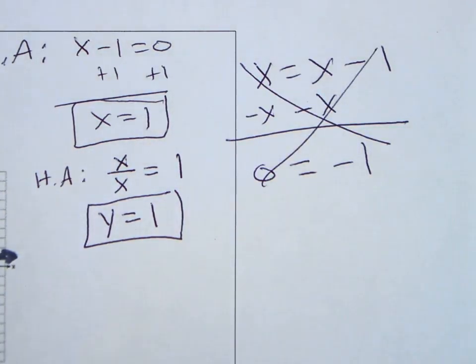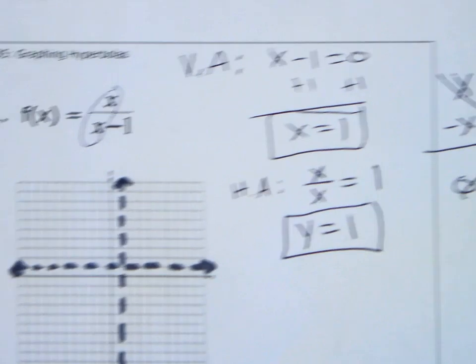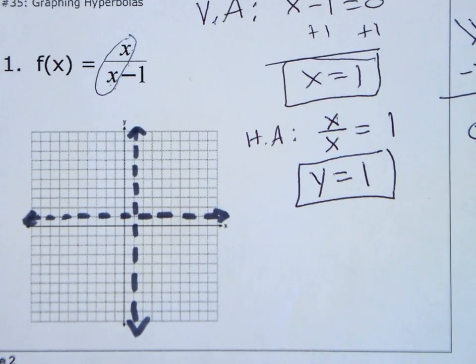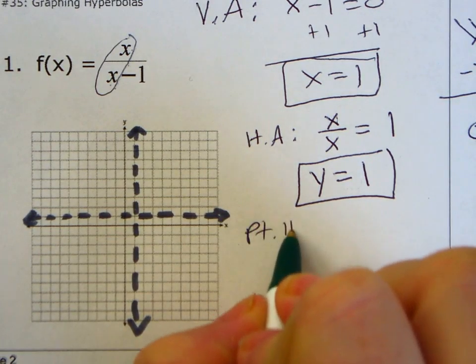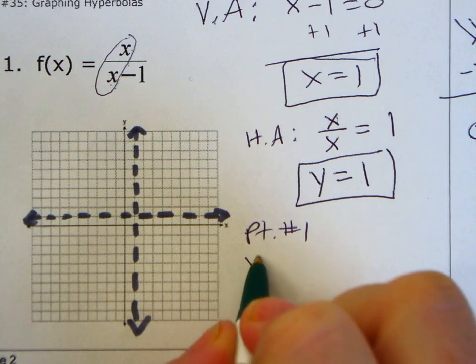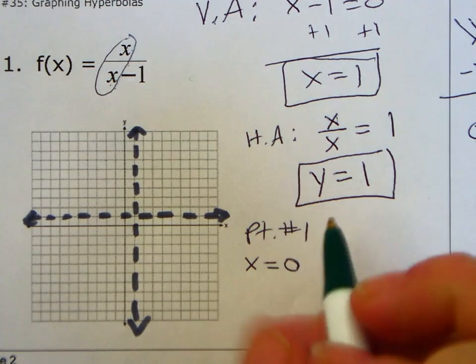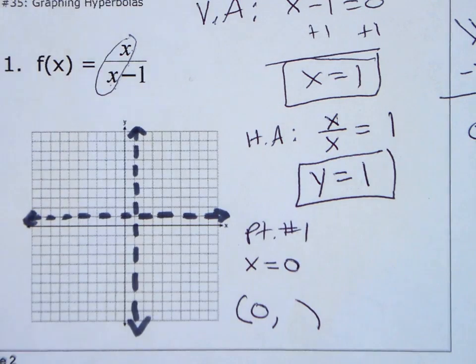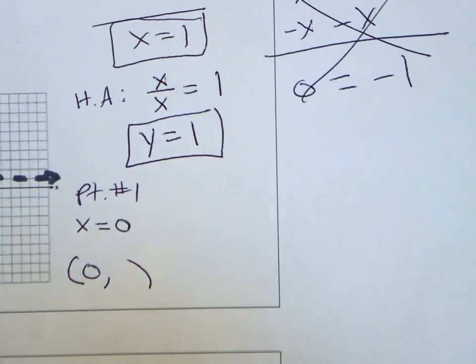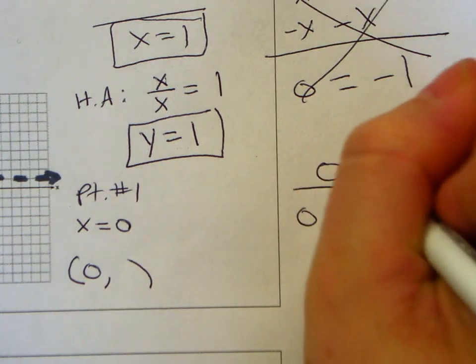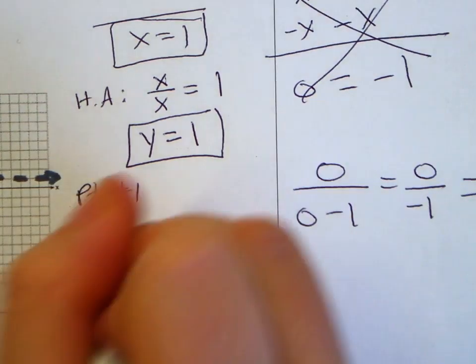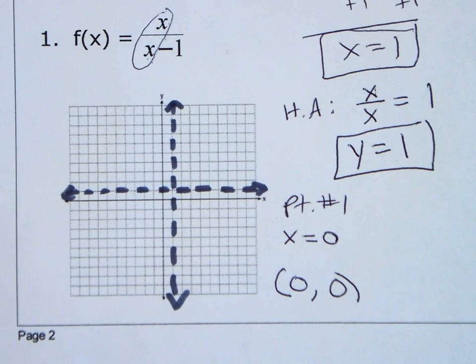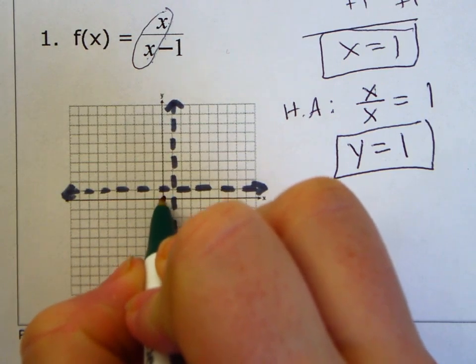All right, so here's what we're going to do. Because there's an x in the numerator, we're going to set the numerator equal to 0. So point number 1, the numerator is just x, so x equals 0. Plug 0 into the function. What do you get? 0 over 0 minus 1. 0 over negative 1 is just 0. So (0, 0). My first point is (0, 0), so I'm going to plot that to start.